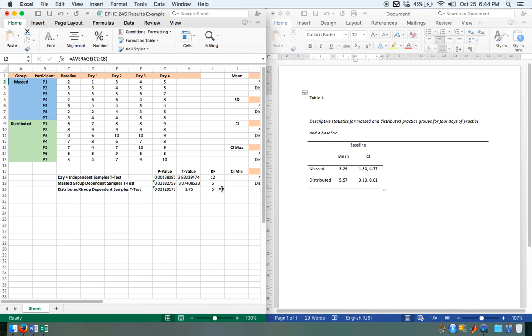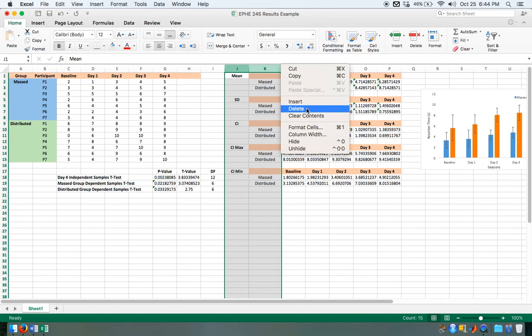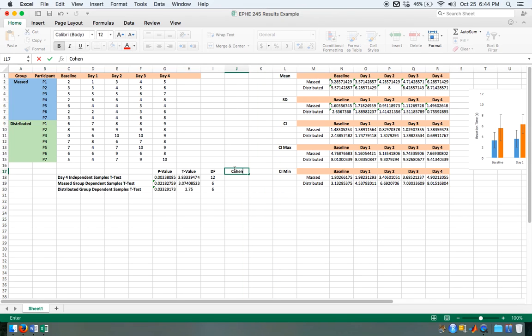What I have not taught you yet is how to report this stuff, but I actually haven't even talked about how to do an effect size. So let's talk about Cohen's d right now. I'm going to insert a couple of rows here, just move things over. I'm going to write Cohen's d. I'm going to kind of figure this out as I go.